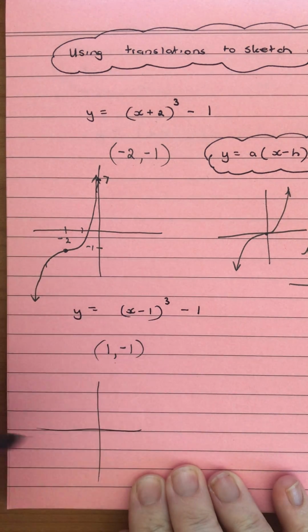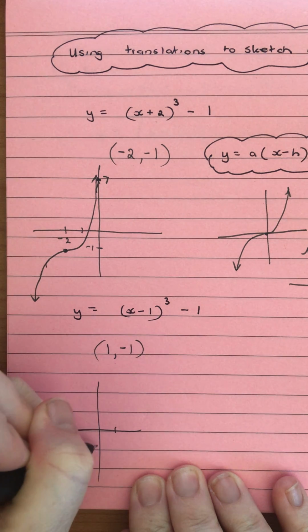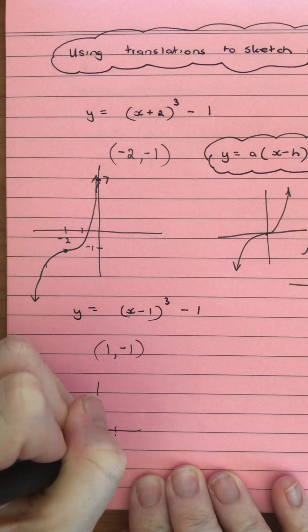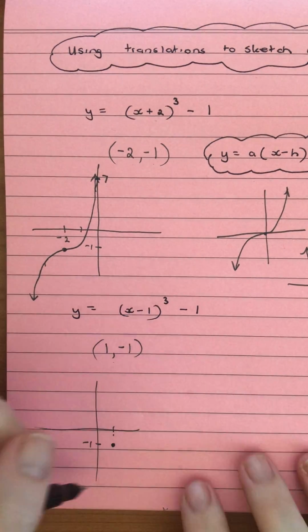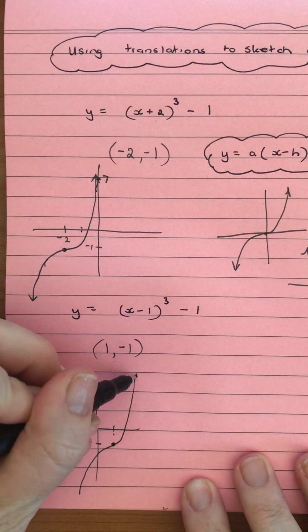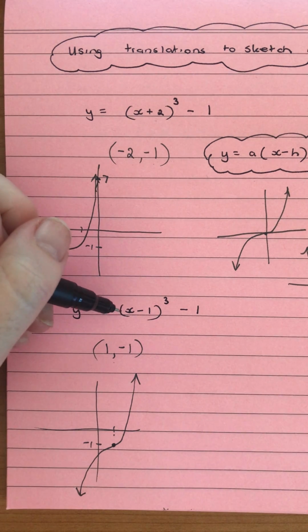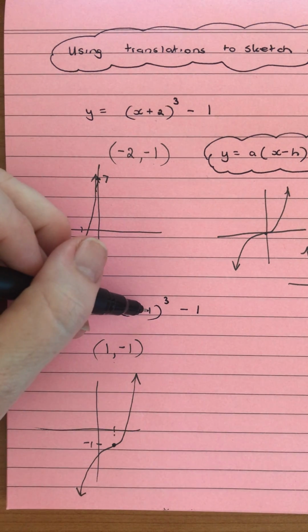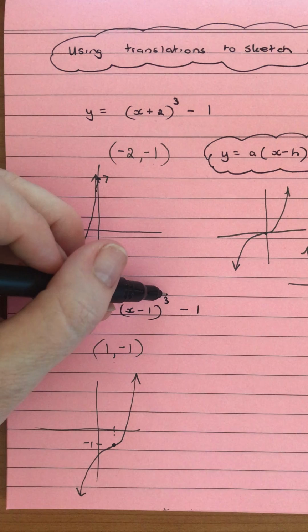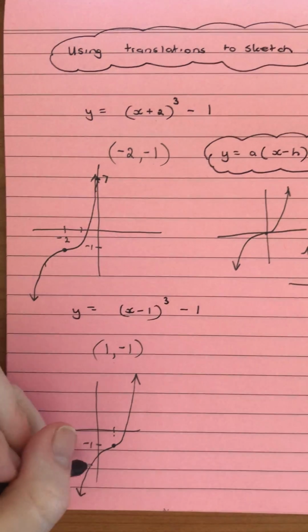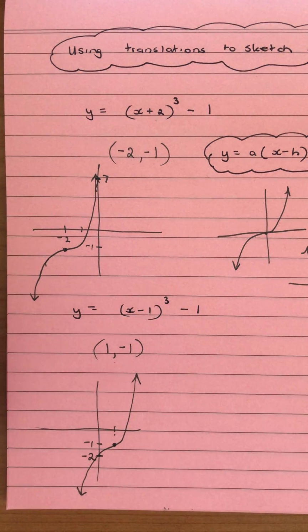So when we do a quick sketch, we've got 1 and -1. Here's our inflection point. So it is going to be coming up like that. And we can find our y-intercept by subbing in x equals 0. So 0, take away 1 is going to be -1. When we cube that, we get -1. Take away 1 will be -2.